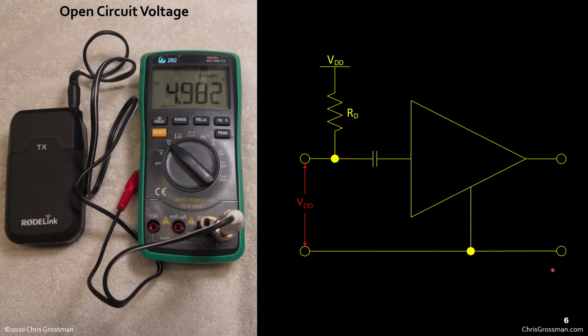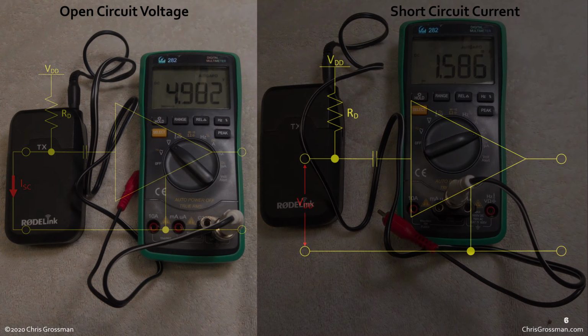So if we want to know what that input circuit is, we can measure it. We unplug the microphone and measure the open circuit voltage here, just by plugging a voltmeter into the microphone input of the transmitter. We're measuring this open circuit voltage, and we get 4.982 volts, essentially 5 volts for VDD.